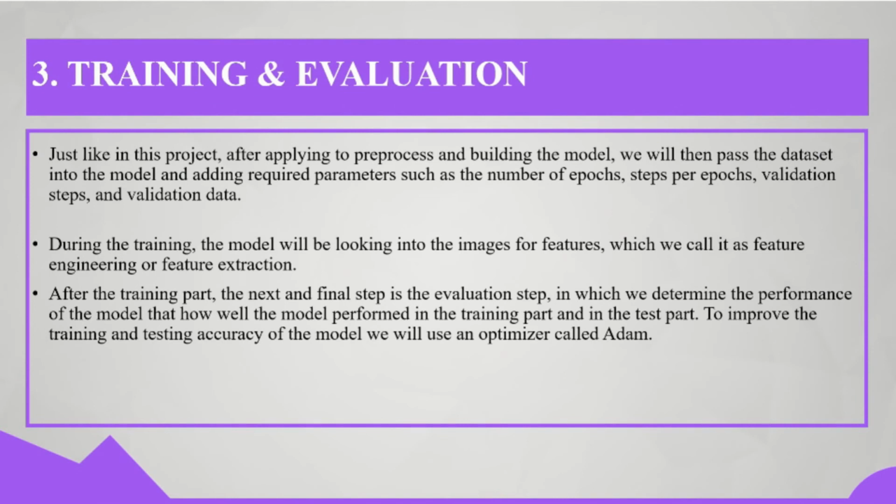The third and final step is training and evaluation. In this project, after applying preprocessing and building the model, we pass the dataset into the model, adding required parameters such as the number of epochs, steps per epoch, validation steps, and validation data. During the training, the model looks into the images for features, which we call feature extraction or feature engineering. After the training part, the final step is evaluation, in which we determine the performance of the model, how well the model performs in the training part and in the testing part. To improve the training and testing accuracy of the model, we use an optimizer called ADAM.